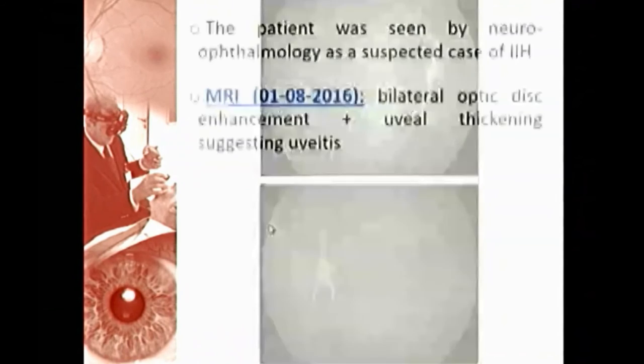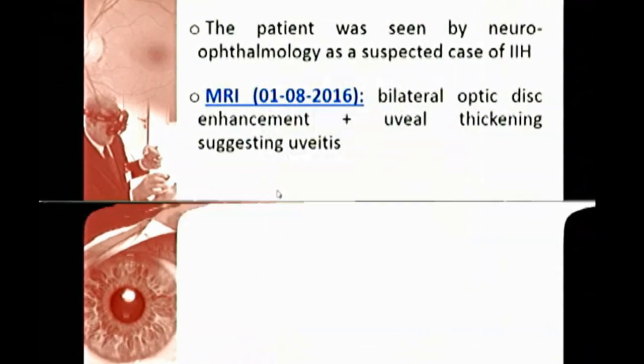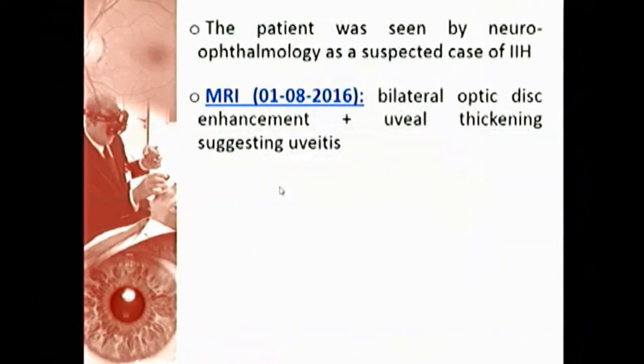This is the ICG of the patient. The patient was seen by neuro-ophthalmology as a suspected case of idiopathic intracranial hypertension. Actually, in the ER, the patient was diagnosed as pseudotumor cerebri based on the history and physical examination. She was an obese young lady with the swollen disc.